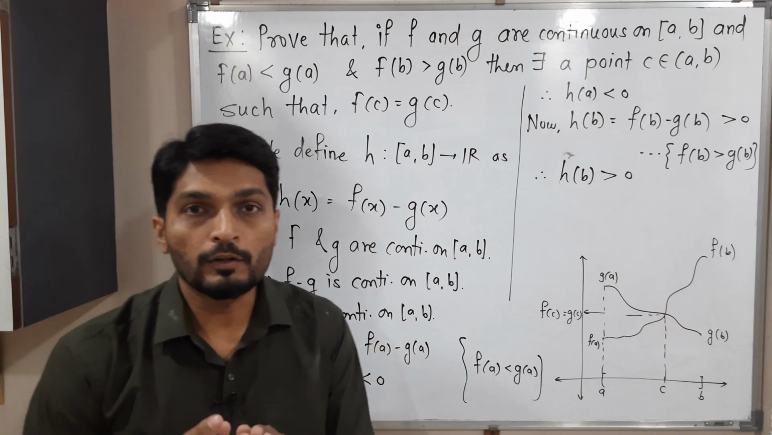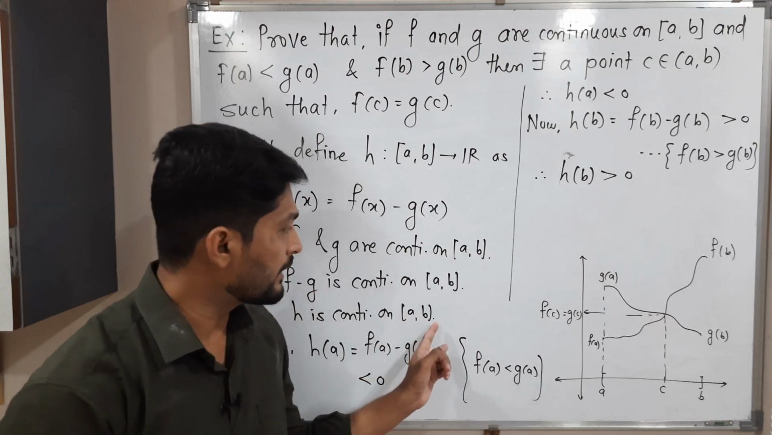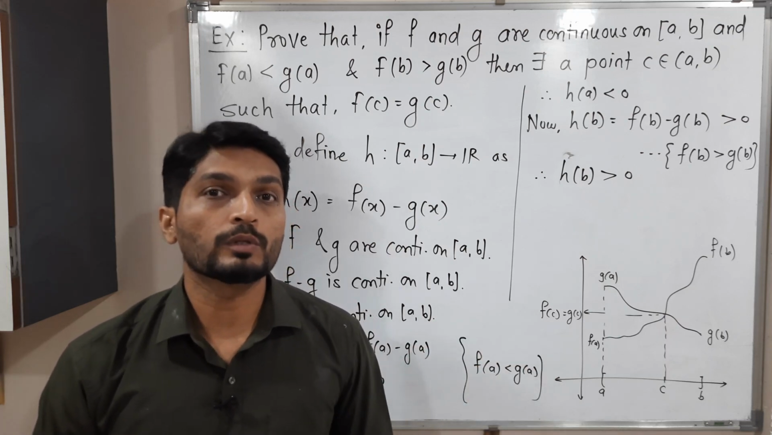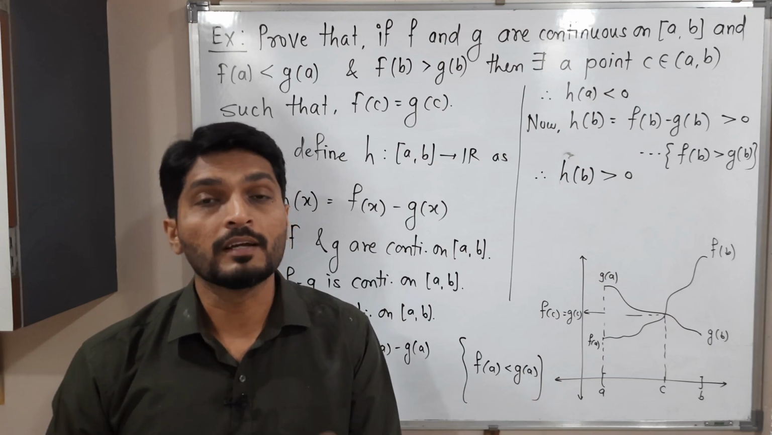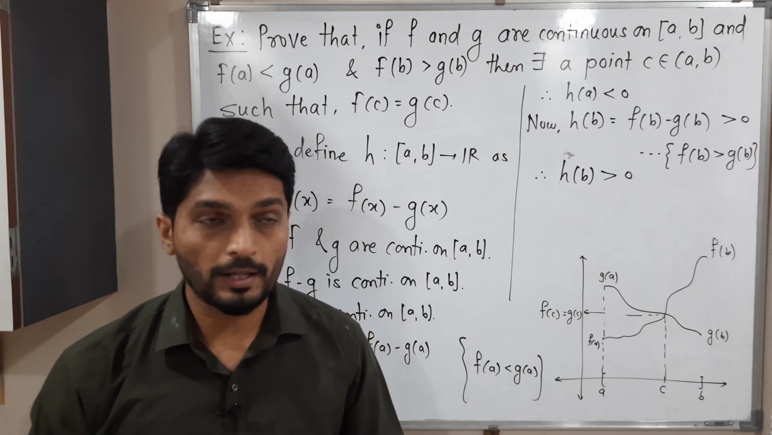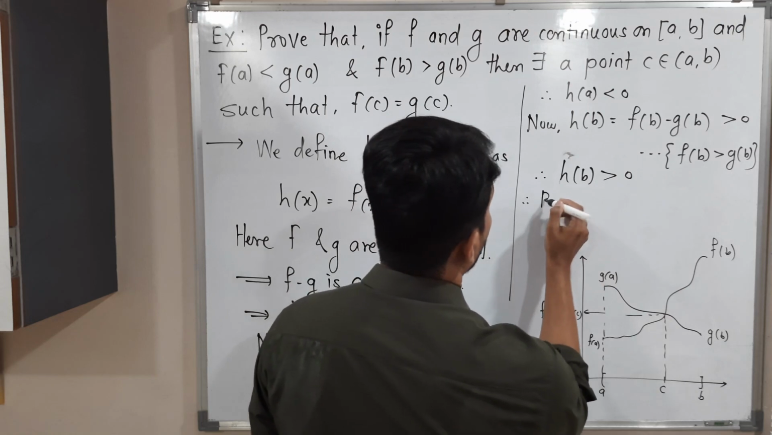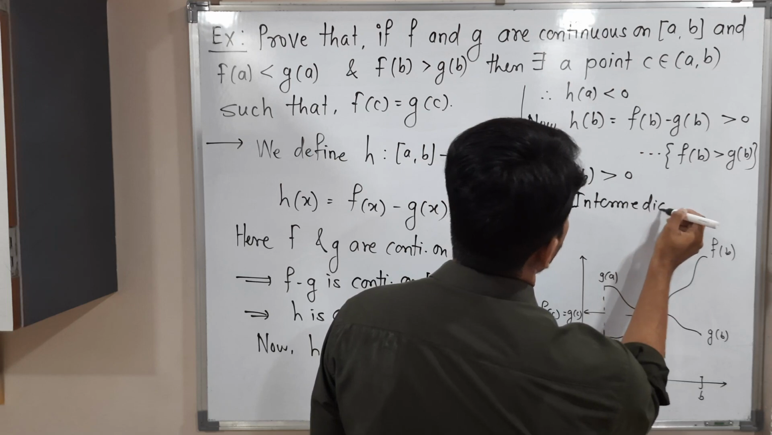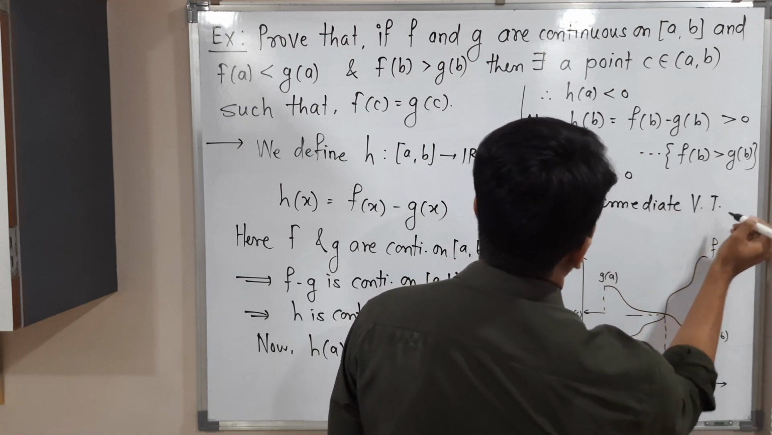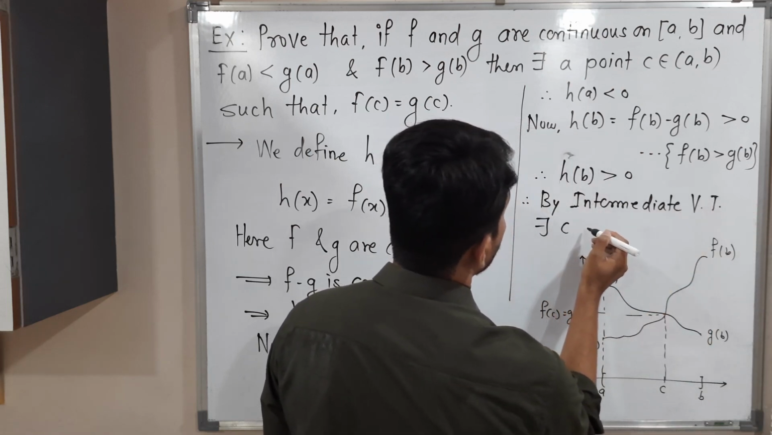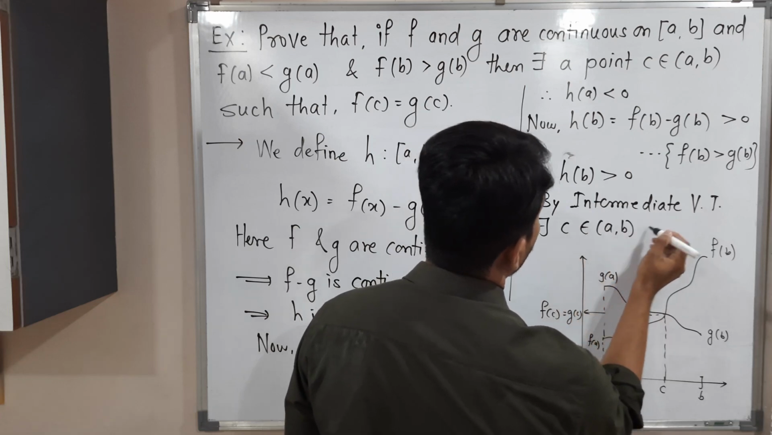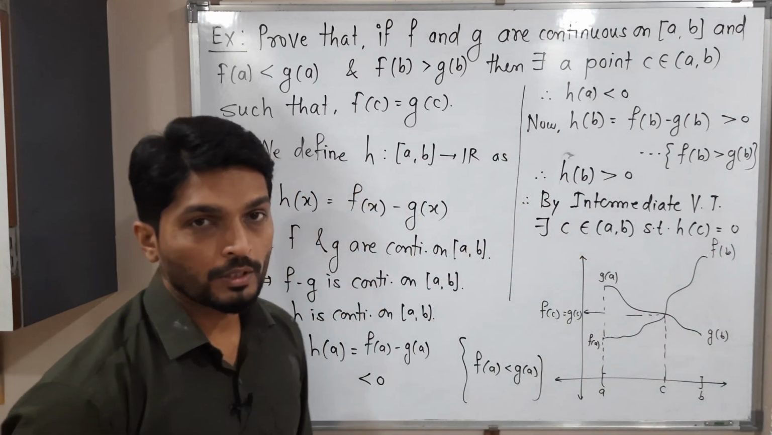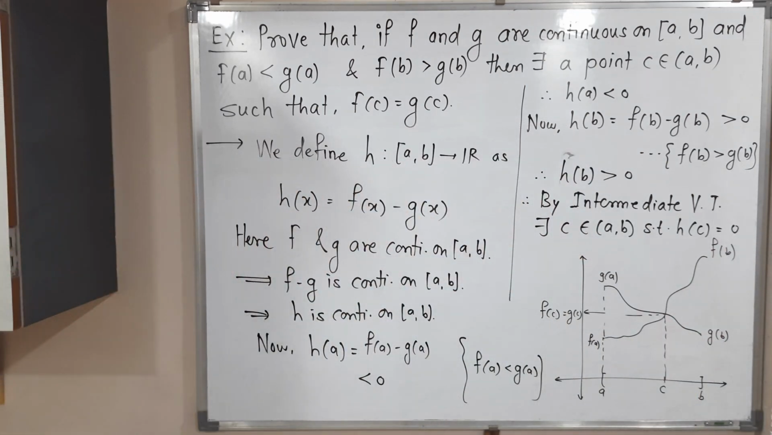At point A, the value of the function is negative. At point B, the value of the function is positive. Then definitely we can apply the intermediate value theorem, and it says there exists some point C where the function has exactly 0 value. Therefore, by the intermediate value theorem, there exists some point C belonging to the open interval AB such that h of C is equal to 0.